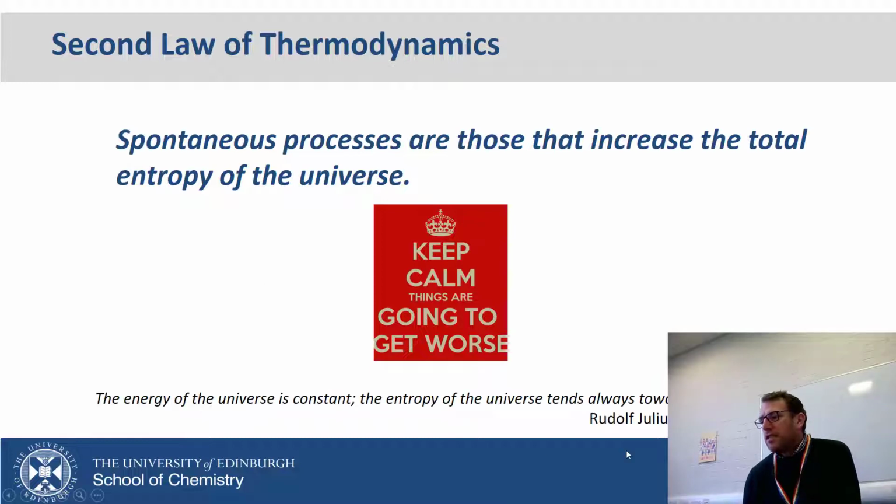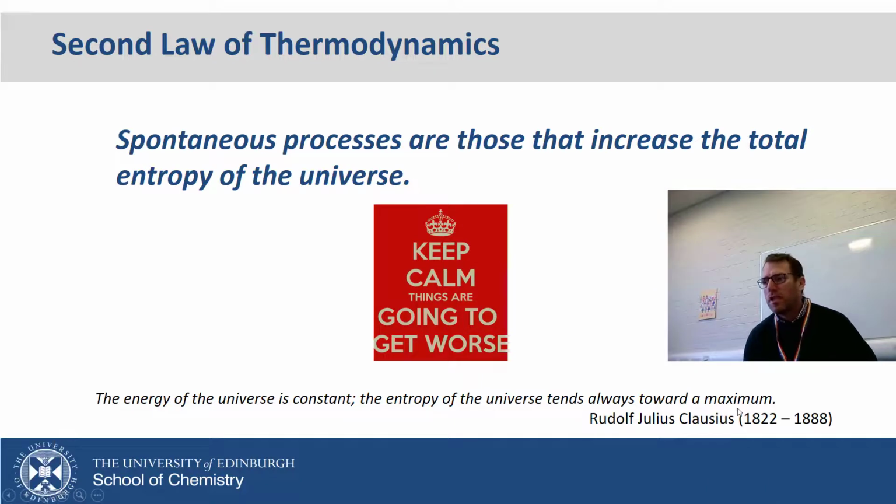And this essentially comes from Clausius. There are many variations of the second law, so if you've studied physics, you'll probably get another variation, but essentially they all say the same thing. Clausius talked about the energy of the universe being constant, whereas the entropy continues towards a maximum. There is this underlying drive towards increasing distributions of energy.